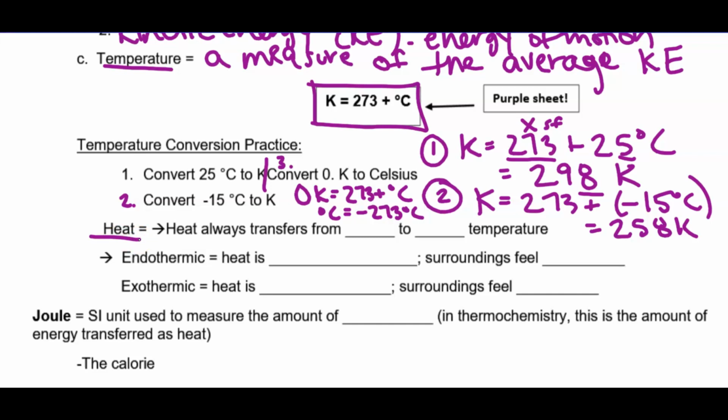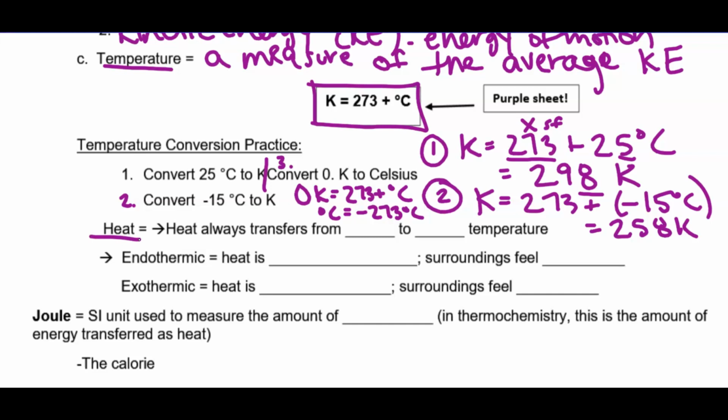So the amount of heat is going to be determined by the temperature of the substance and the number of particles, the mass of it. So if you had a teacup of 60-degree water and a bathtub again of 60-degree water, the bathtub is going to have more heat because there are more particles moving at the same average kinetic energy. So heat is different than temperature.